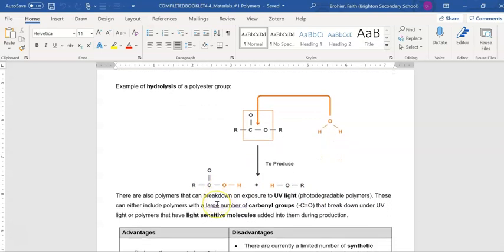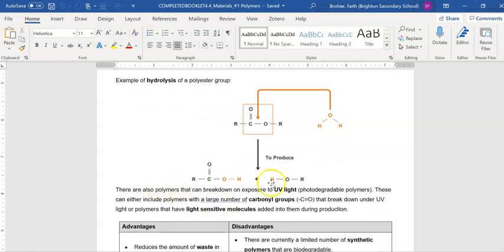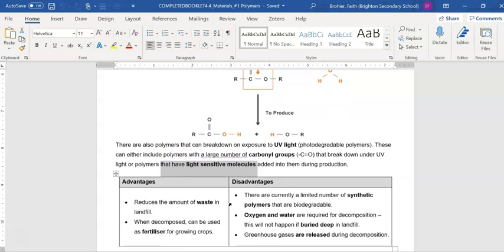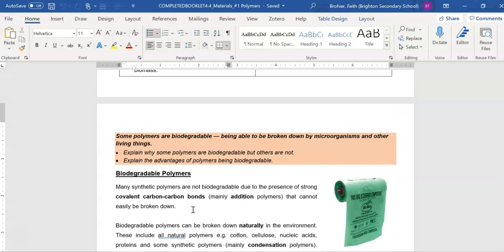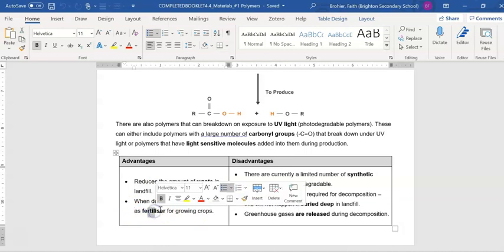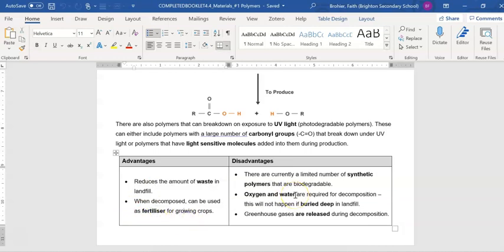carboxylic acid. You can also get polymers that break down if they're exposed to UV light. They often include polymers with a large number of carbonyl groups, or polymers that have light-sensitive molecules added to them, which do exist. So we want to explain the advantages of polymers being biodegradable. That's pretty obvious. It's going to reduce the amount of waste in landfill, and when decomposed, it can be used as a fertilizer for growing crops. But a disadvantage, of course, is there's a limited number of synthetic polymers that are biodegradable. So it's more the natural polymers, not really the synthetic polymers.